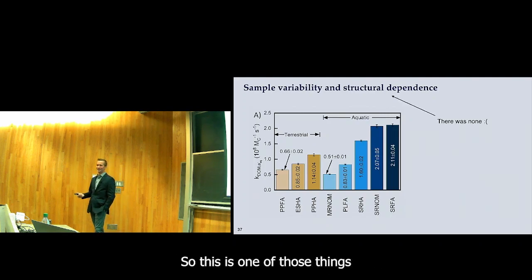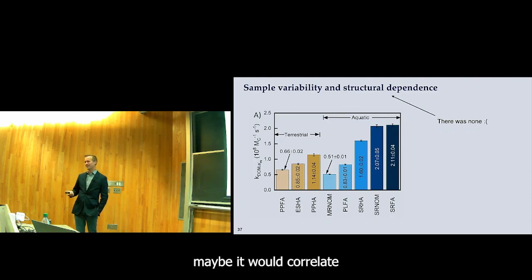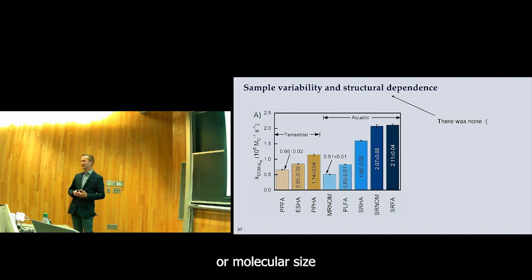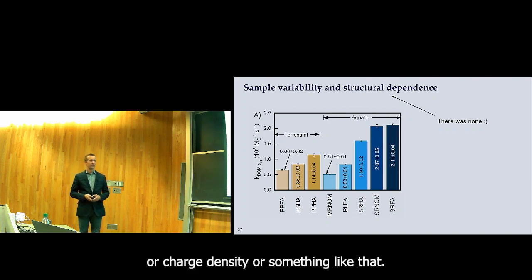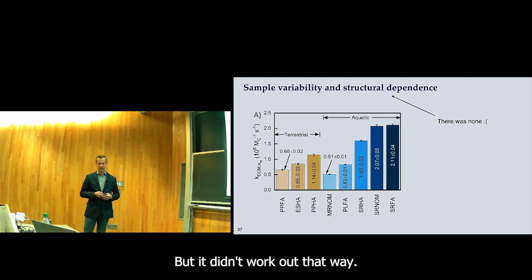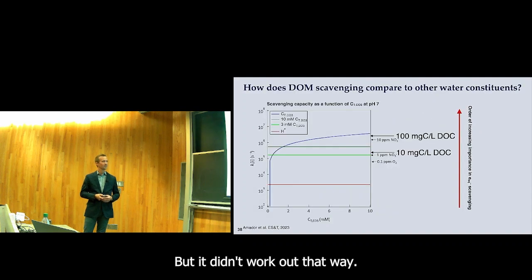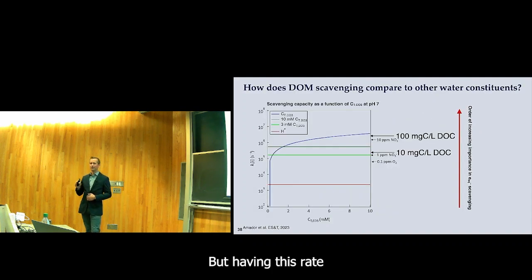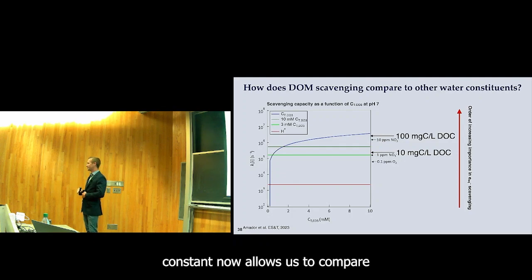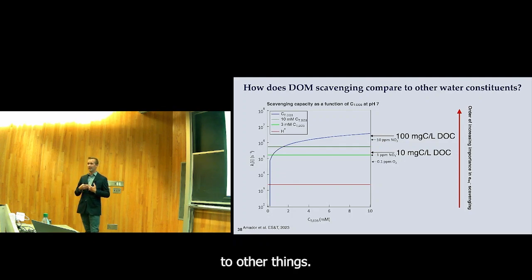So this was one of those things that didn't work, right? We were thinking maybe it would correlate to aromaticity or molecular size or charge density or something like that, but it didn't work out that way. But having this rate constant now allows us to compare the scavenging of DOM relative to other things.